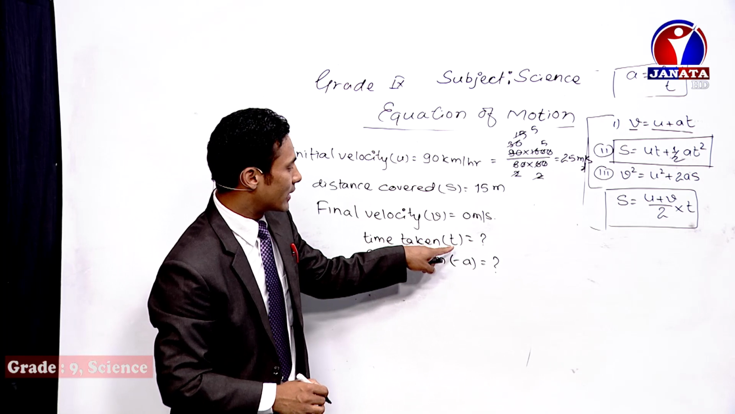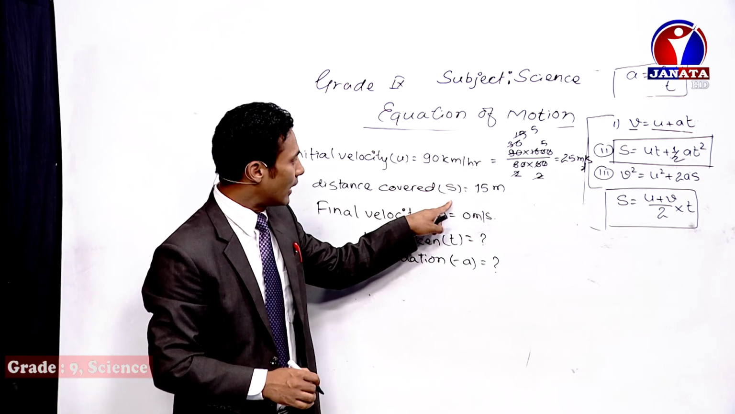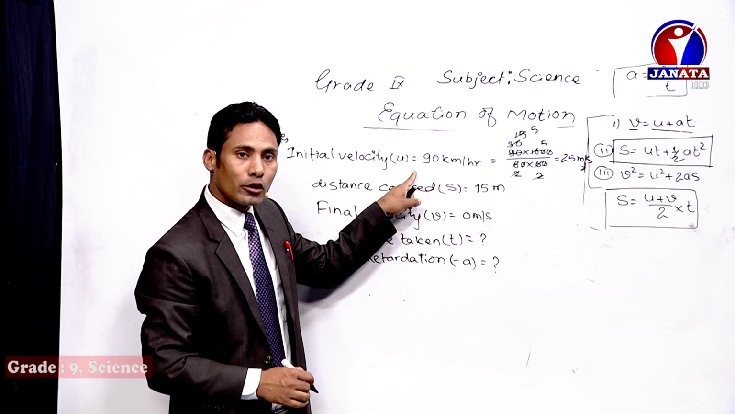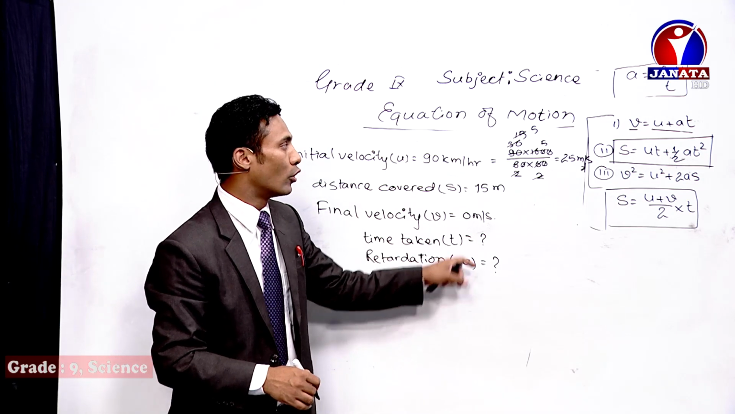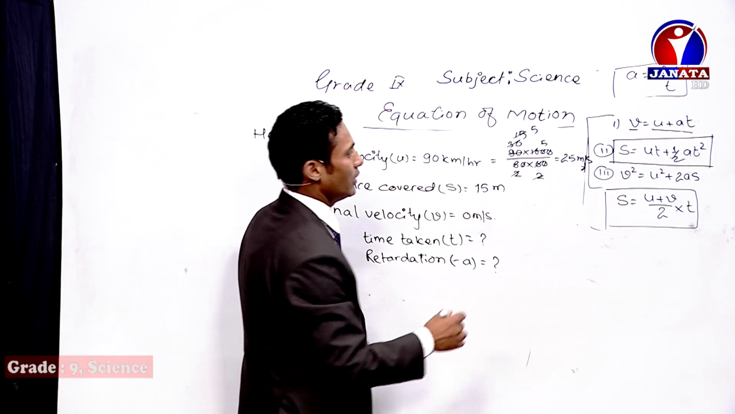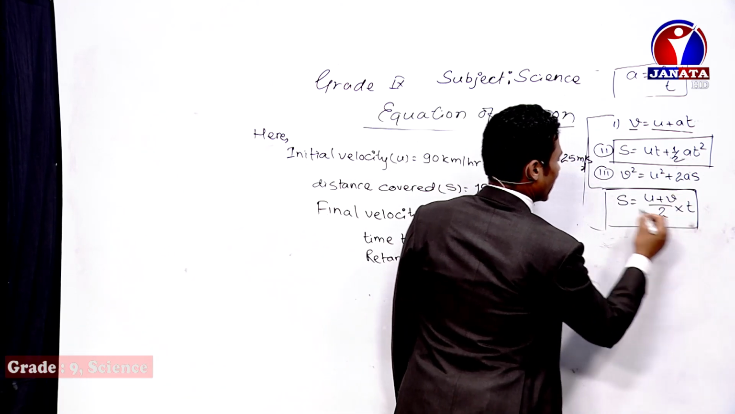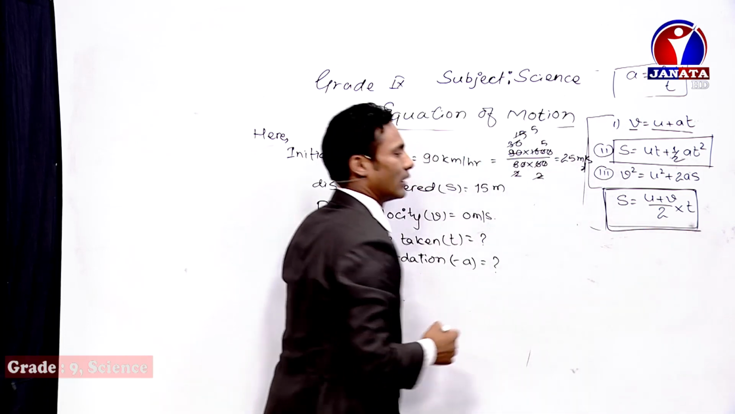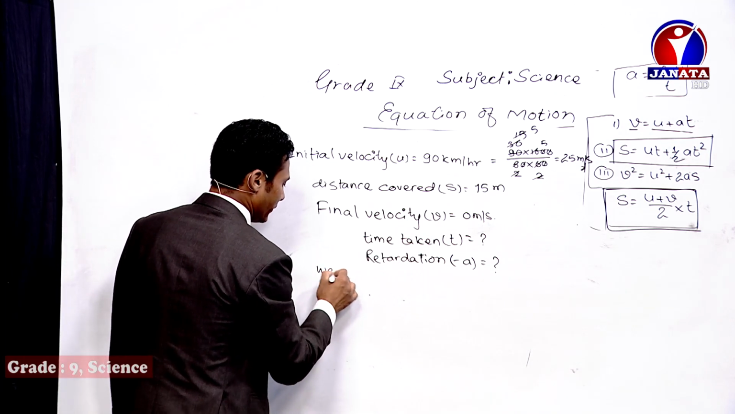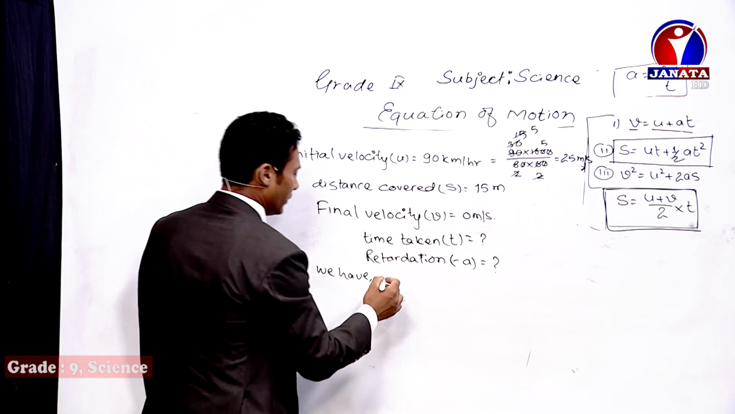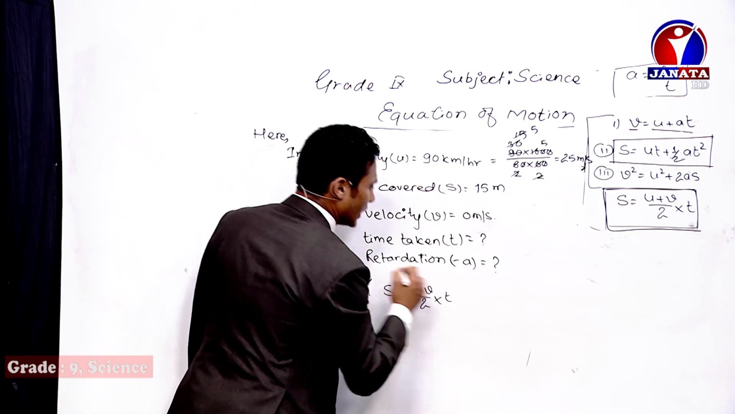So here time we need to calculate. Final velocity is there, distance is there, and the initial velocity is there. So the suitable formula is one without acceleration. Which formula doesn't contain the acceleration? This formula does not contain the acceleration. That's why we can use this formula for finding the time. So we have S equals (U plus V) by 2 into T.